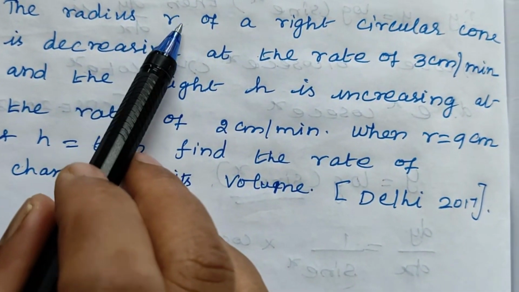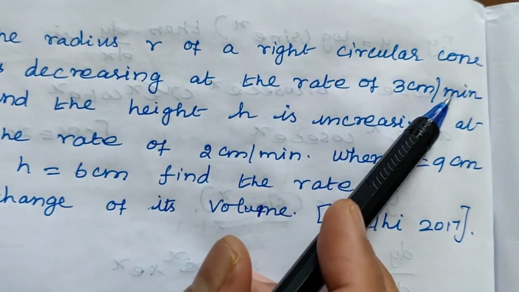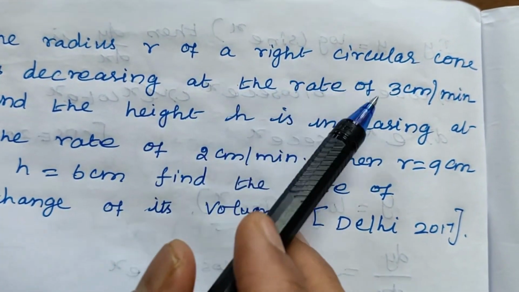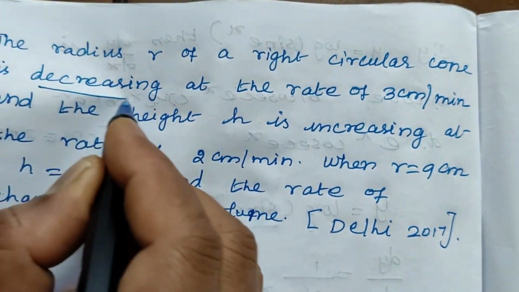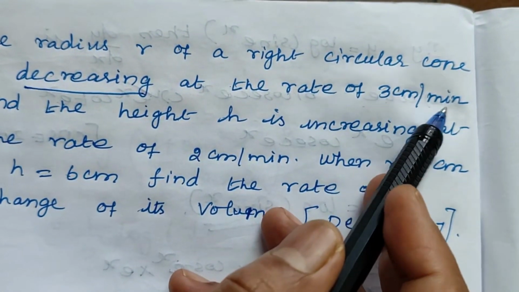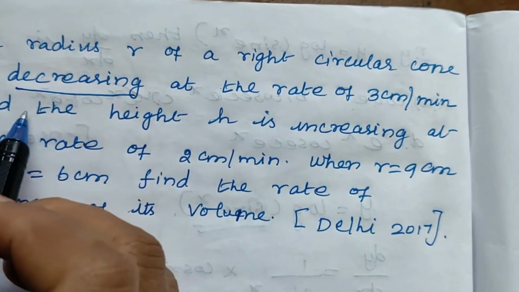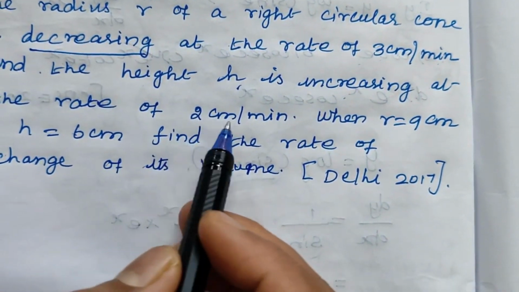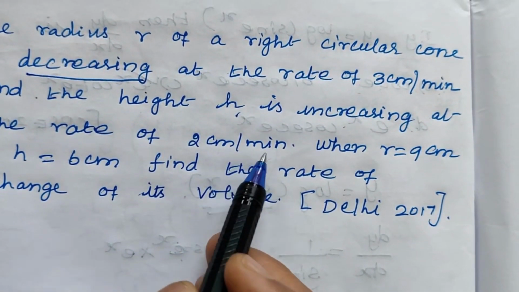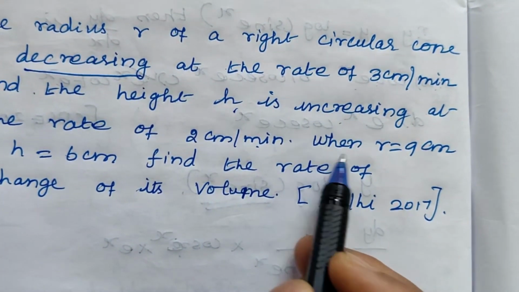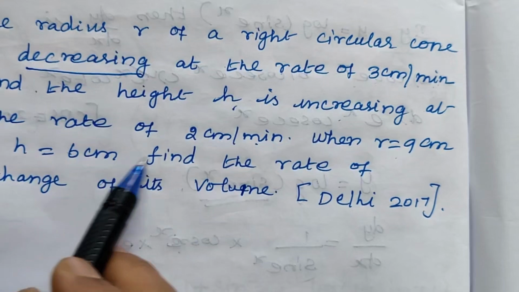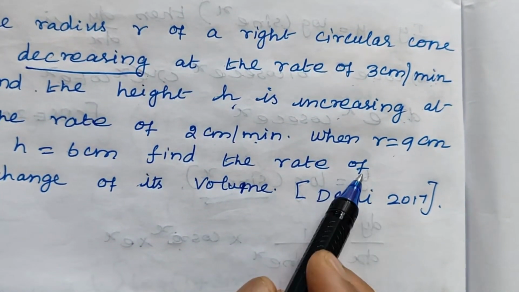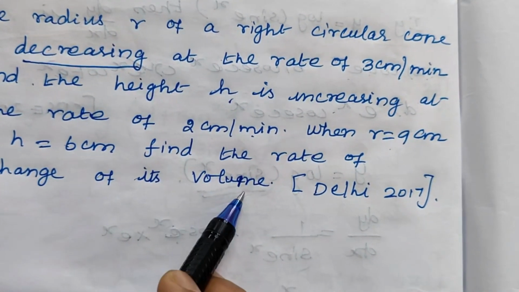The radius r of a right circular cone is decreasing at the rate of 3 centimeter per minute, and the height h is increasing at the rate of 2 centimeter per minute. When r equal to 9 centimeter and h equal to 6 centimeter, find the rate of change of its volume.